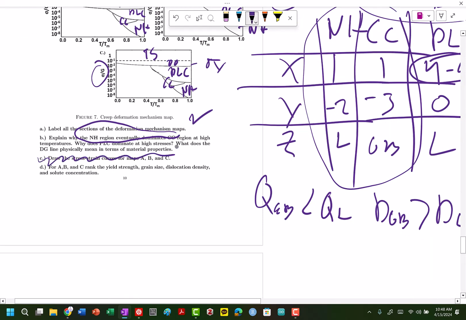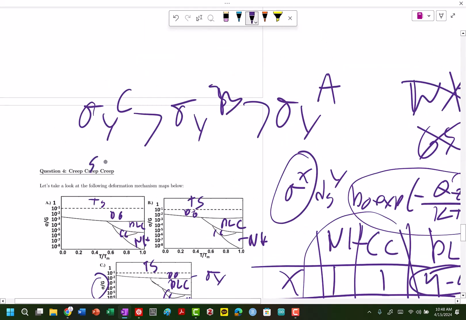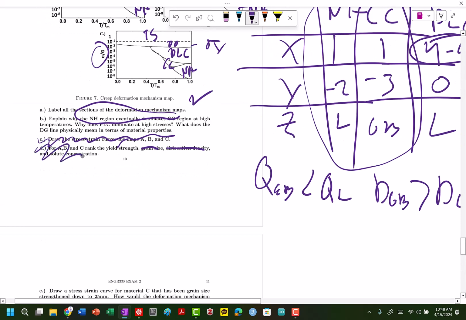Good. So in terms of ranking the yield strength, we've done that. Grain size, they're all going to be the same. Dislocation density, they're all going to be the same. So the solute concentration would be C_sol of C is greater than C_sol of B, which is greater than C_sol of A. It's the same scaling, just because of what we saw previously. Excellent. So we did that.